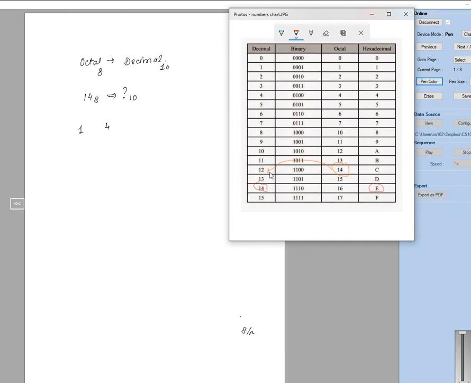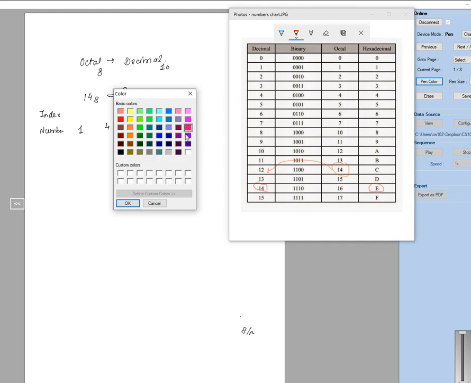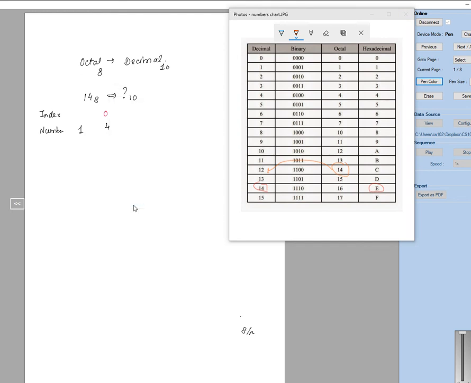You write 1 and 4 in spaces, and again this is the number and this is the index, right? Index begins from the LSB. So let me change the pen color. This LSB is index 0, the second is 1, and so on. So what is the converted number? It is 4 into 8 to the power of 0, and then 1 into 8 to the power of 1, right? You already did this during binary to decimal.